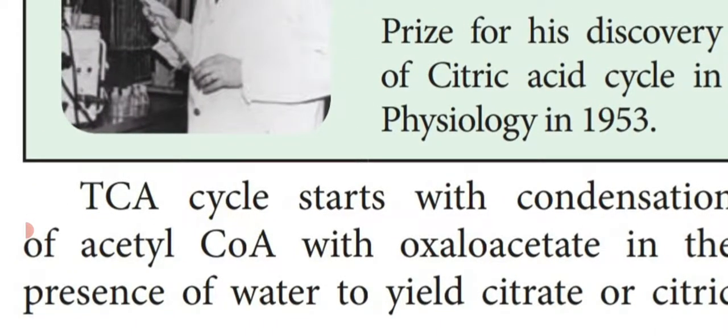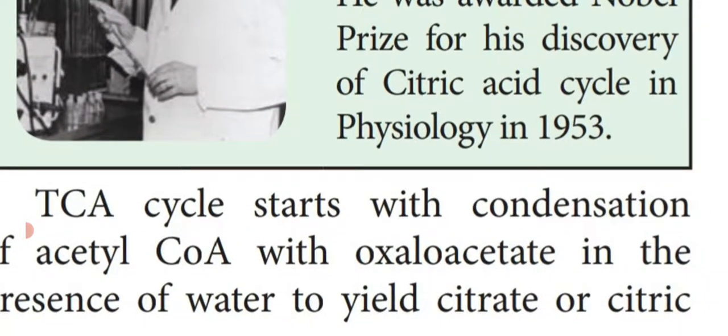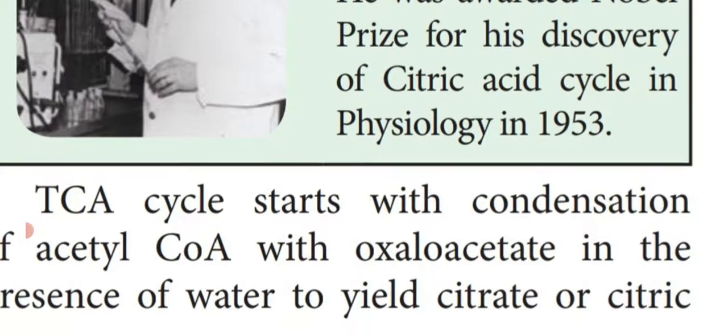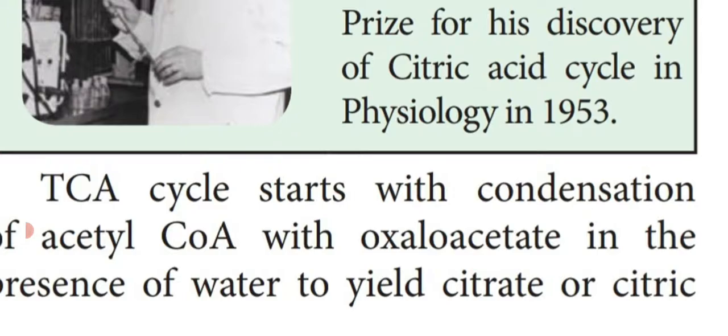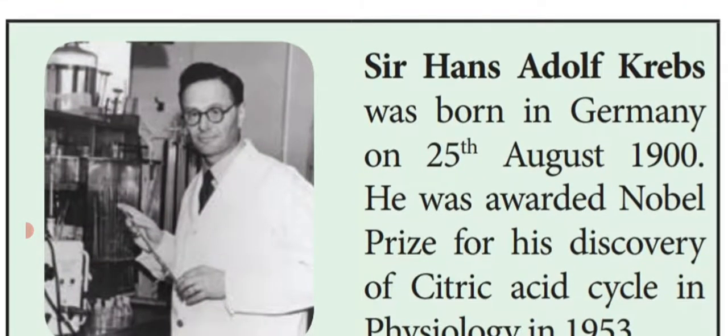This TCA cycle starts with a process known as condensation. That means acetyl coenzyme A, the first product, combines with oxaloacetate in the presence of one molecule of water. It produces citrate or citric acid. So the first compound formed in the Krebs cycle is citric acid or citrate.